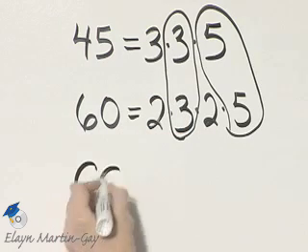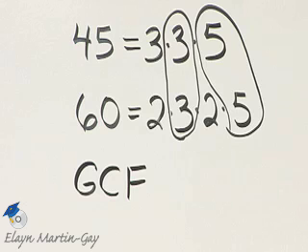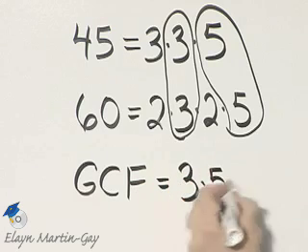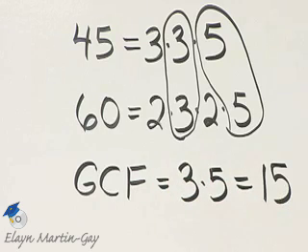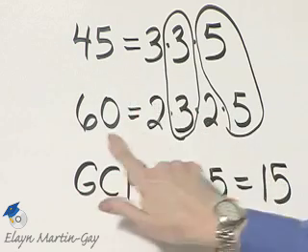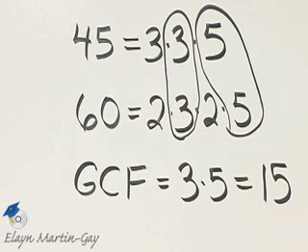So what is the greatest common factor? Well, remember, it's going to be the product of all common prime factors. So the greatest common factor will be 3 times 5, which is 15. 15 is the biggest number that goes into 45 and also into 60 evenly.